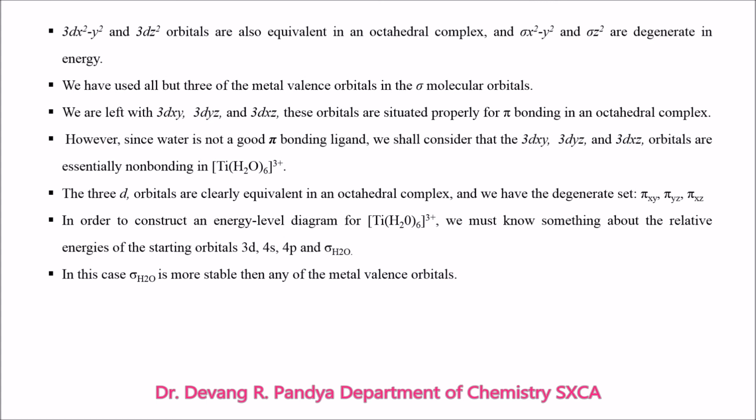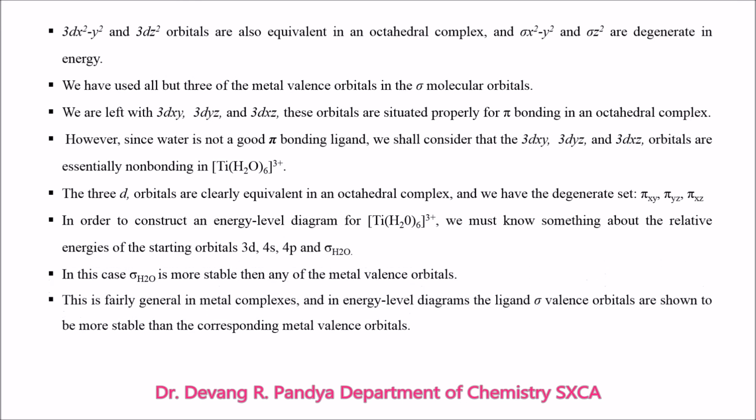Atomic orbitals of the free metal ion should have higher energy. That means in the MOED, the LGO should come at lower energy, and the 3d, 4s and 4p orbitals of the free central metal ion are going to be at higher energy, which you need to show in the MOED diagram. This is fairly general in metal complexes, and in the energy level diagram the ligand sigma valence orbitals are shown to be more stable than the corresponding metal valence orbitals, and that is how the BMO is going to be even lower in energy compared to the atomic orbitals of the central metal ion.